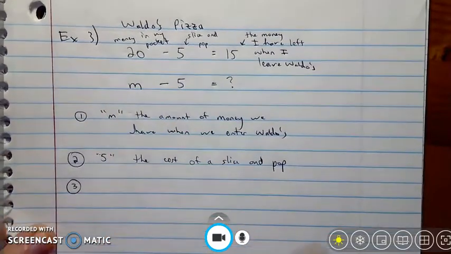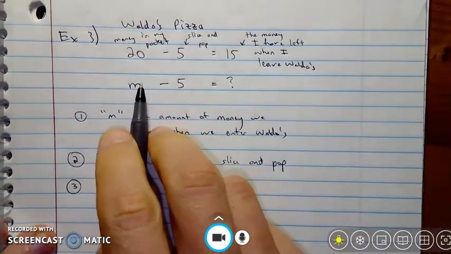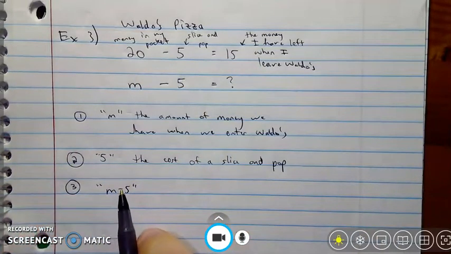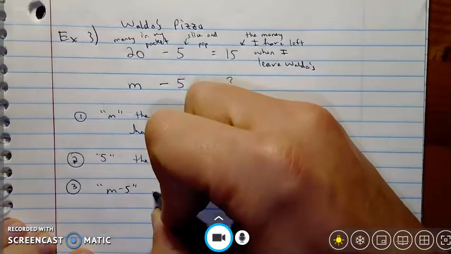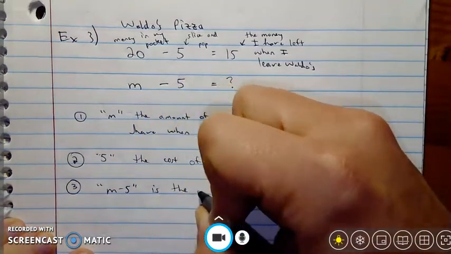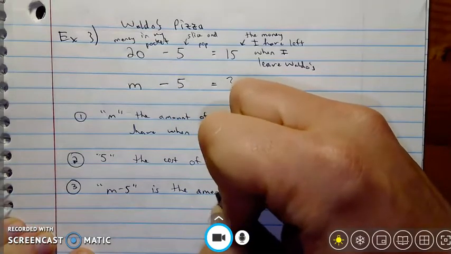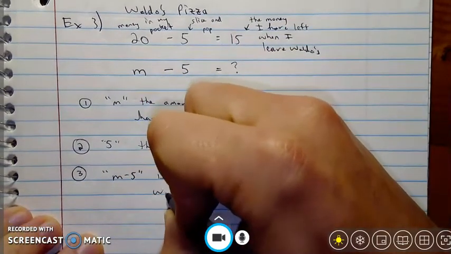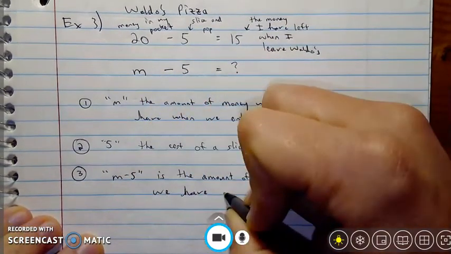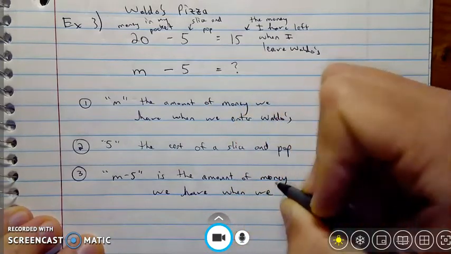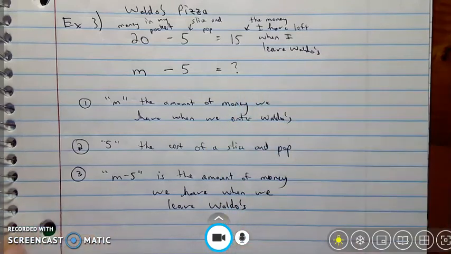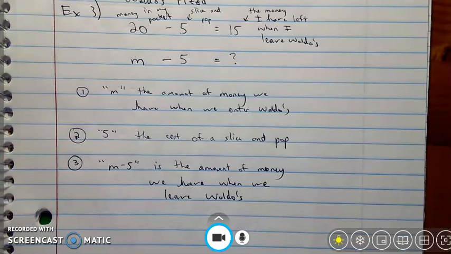And then the last thing I want to interpret is the whole entire value of M minus 5. So it's how much you start with minus how much you had to pay. So M minus 5 is the amount of money we have when we leave Waldo's. And that's it for our notes.